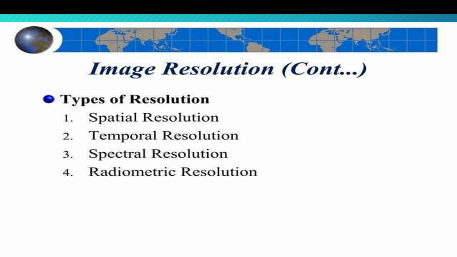Then we have temporal resolution, which indicates how frequently a satellite captures images of the same location. It is crucial for monitoring dynamic changes like urban expansion or deforestation, etc. Then we have spectral resolution, which defines the ability of a sensor to distinguish between different wavelengths of light. Higher spectral resolution enables better material identification, such as vegetation health analysis. Radiometric resolution represents the sensitivity of a sensor in detecting slight differences in energy levels. Higher radiometric resolution improves the ability to distinguish subtle variation in reflectance. So these resolutions collectively determine the quality and ability of the satellite imagery in various geospatial analysis.